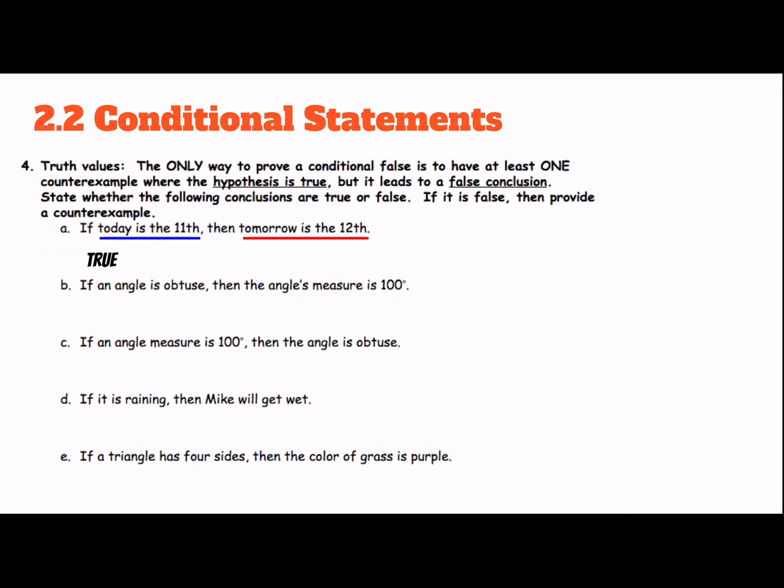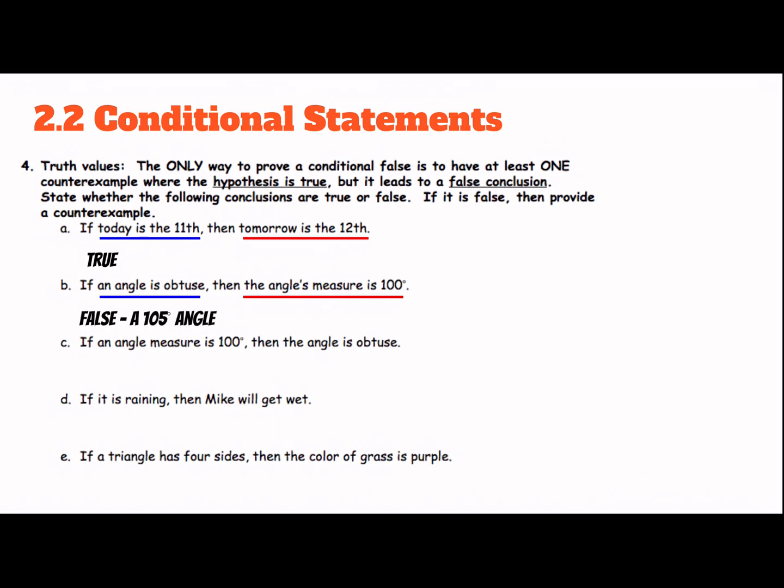All right, B, if an angle is obtuse, then the angle's measure is 100 degrees. So once again, can you ever find a way when that first half is true, so you have an obtuse angle, but then making the second part false, that the angle's measure is not 100 degrees? So is this going to be true or false? And if it is false, make sure to give that counterexample.